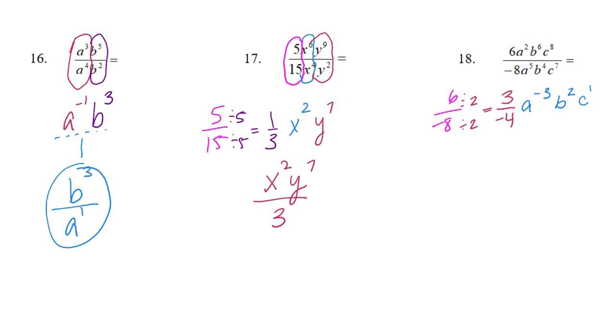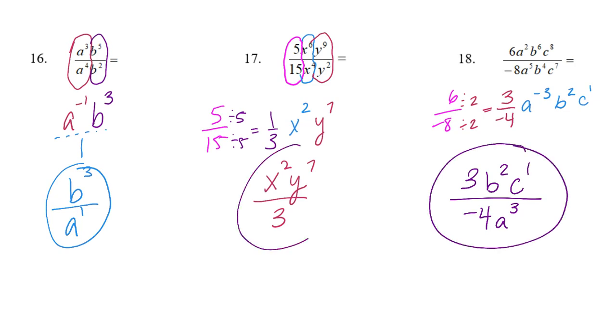Number 17 is fine, but let's look at 18. We already have a fraction here because we have 3 over negative 4, so we can go ahead and keep that fraction. A to the negative 3, it's negative, so it needs to move to the bottom. B squared is positive, so it stays up top, and C to the first is positive, so it also stays up top. So there's our final answer here.